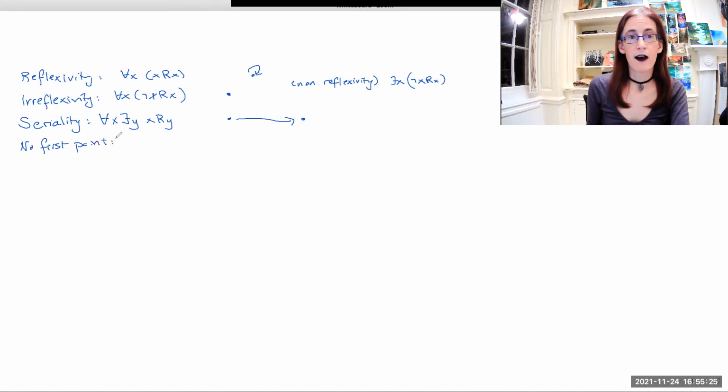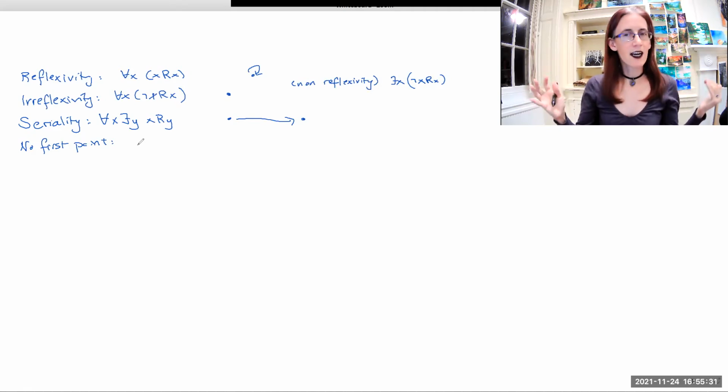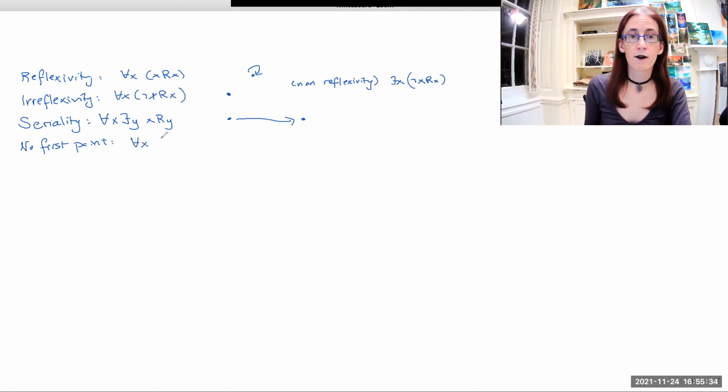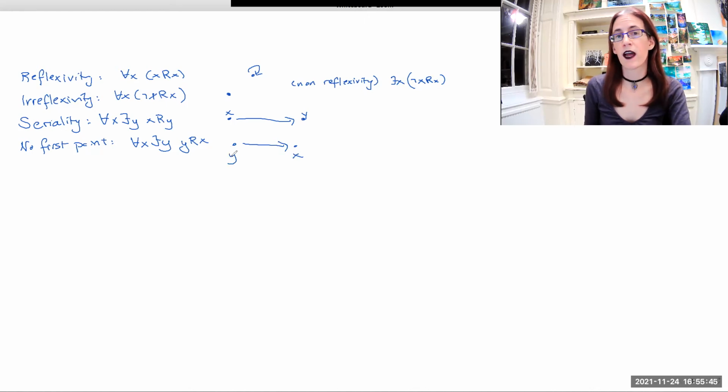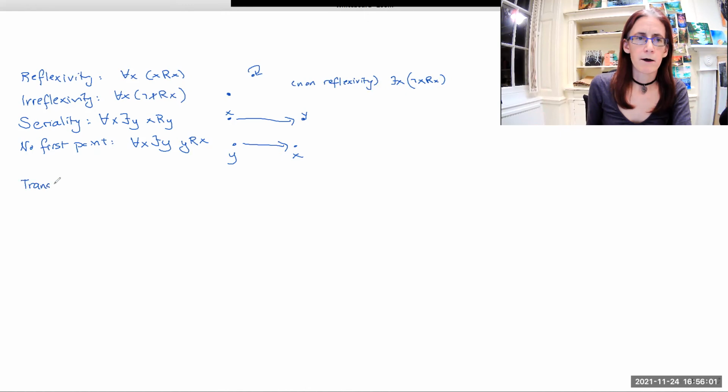There's also the frame property of having no first point. This is the converse of seriality. This one says for every world, there's another world that sees it. If that's X and this is Y, having no first point is going to be like this, because as soon as we have this Y, we know that there is something that sees it, and something that sees that, and something that sees that, and so on to infinity. No first point is very useful if you are modeling time and you think that time is infinite into the past. You might not.